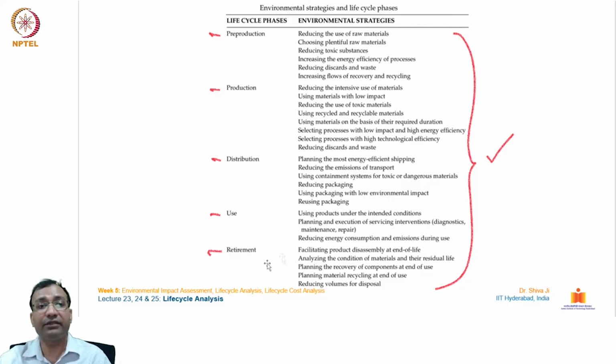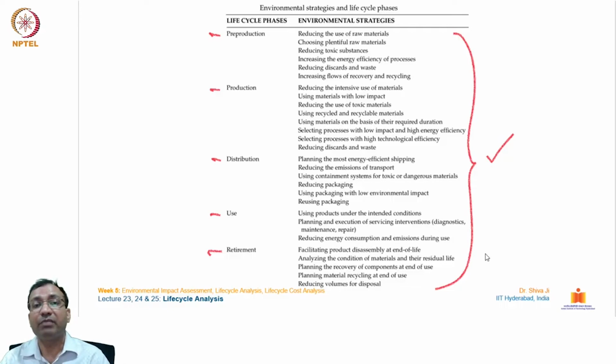In the retirement stage, if you see, facilitating product disassembly at the end of life. This is what I was talking about in the context of alloys and other composite materials and compounds. It becomes very difficult, extremely difficult, sometimes impossible, sometimes completely impractical or uneconomical to disassemble or decompose or disintegrate them again into their different elemental and molecular forms. It becomes extremely difficult.